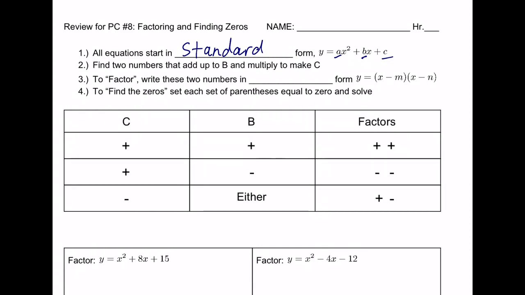The next step is to find two numbers that add up to b and multiply to make c. And when we find these numbers, we write them out in intercept form. And for the problems that ask you to factor, this is what your final answer will look like. Y is equal to, parentheses, x plus or minus something, parentheses, and the same thing. Number 4, to find the zeros, we do all those steps and then we keep going. We set each set of parentheses equal to 0 and solve.